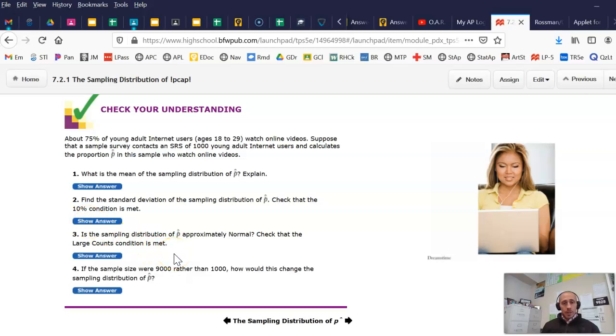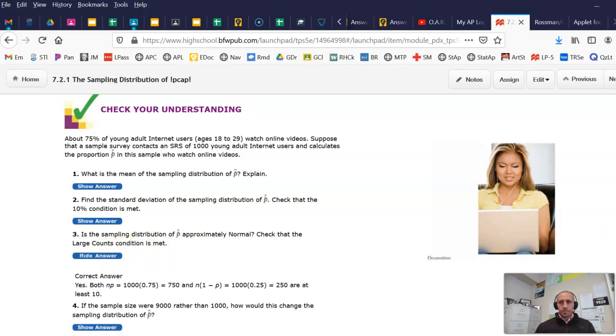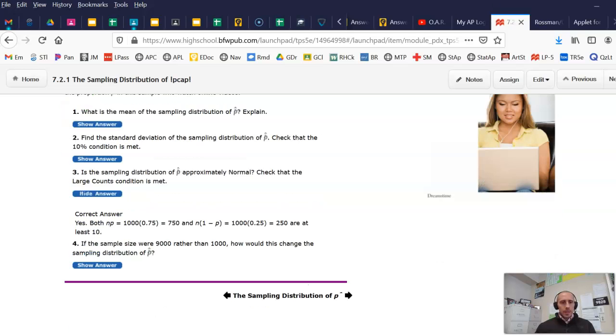Is this distribution approximately normal? Now I'm checking that large counts condition. Do I have at least 10 successes and 10 failures? Well, if I'm sampling 1,000 people and I expect 75% of them to watch videos online, that would be 750 yeses, and 25% not to, that would be 250 no's. So yes, this is met. They're both at least 10.